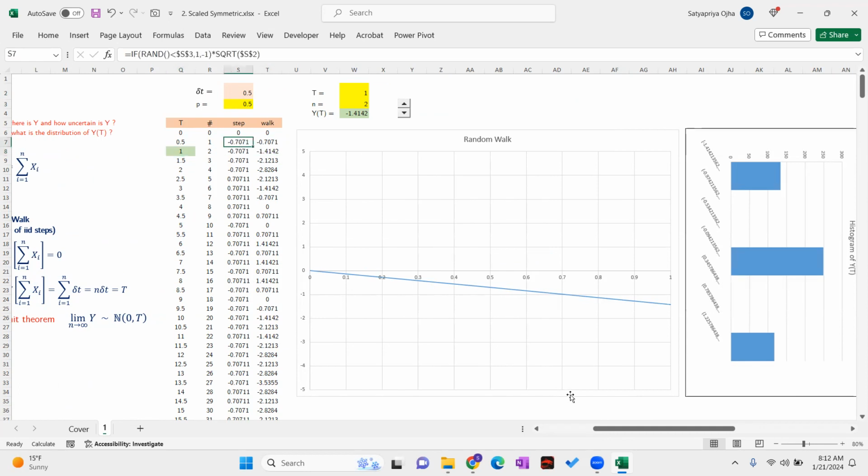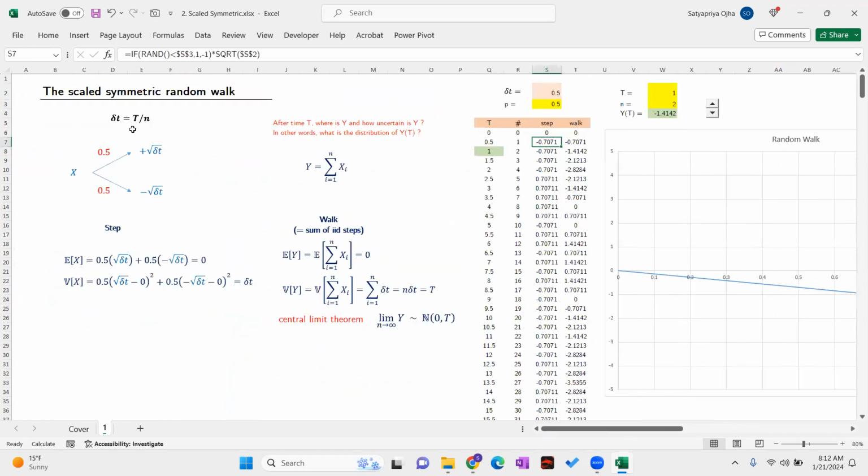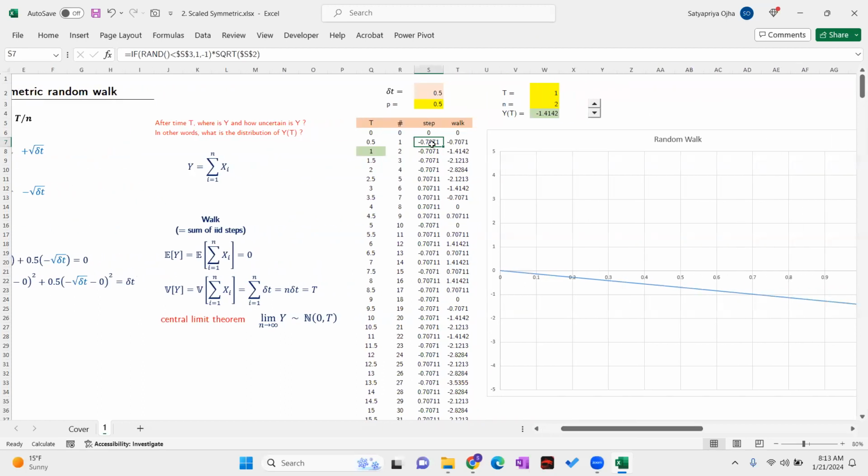Now my step size has become, what is delta T first of all? Delta T is 1 divided by 2, right? Square root of delta T is 1 divided by square root of 2. 1 by square root of 2 is a number that you should remember. It is 0.707. Remember that will be helpful. So in 1 step, you can take this value, right? Plus this or minus this.